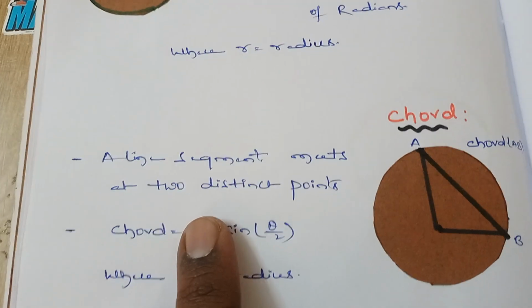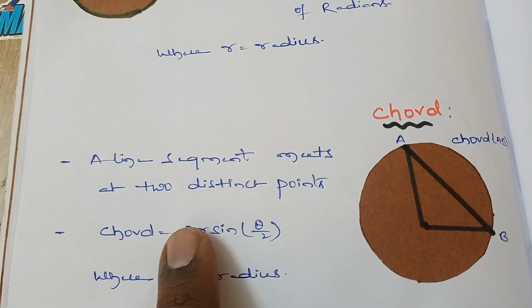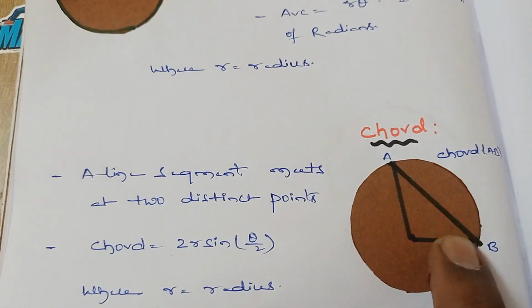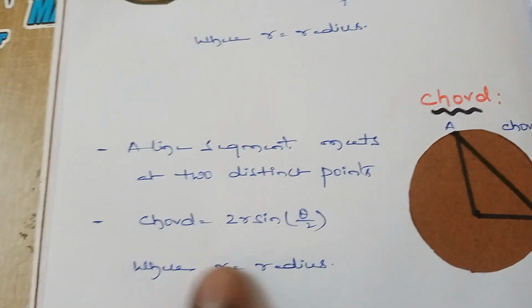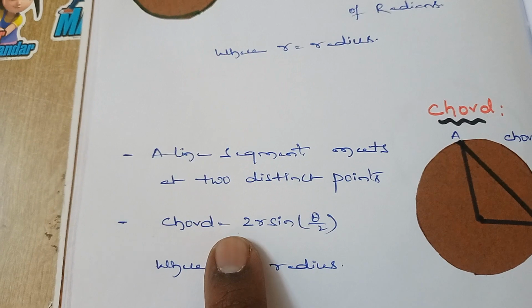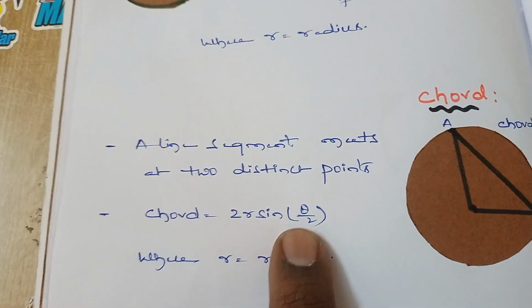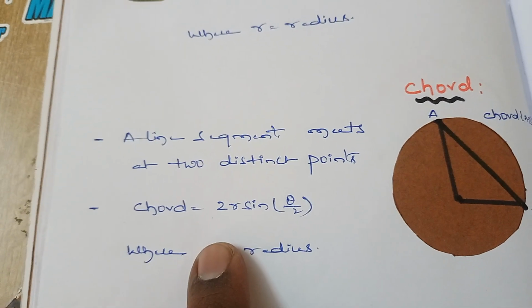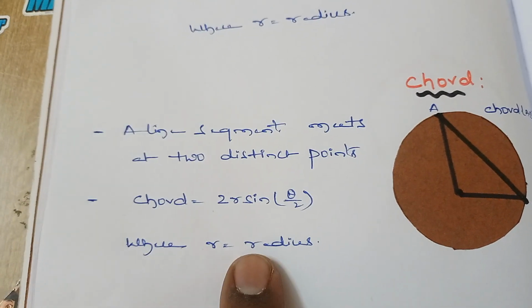Now coming to chord, a line segment that meets the circle at two distinct points. Therefore, the chord formula equals 2r into sine theta by 2. This also you will learn in higher classes. I have mentioned the formula of chord here, where r equal to radius.